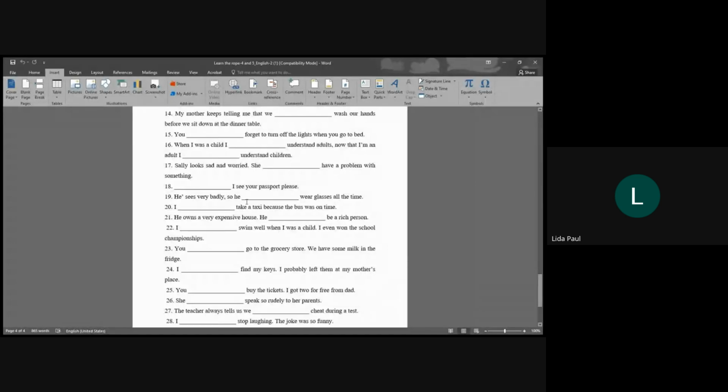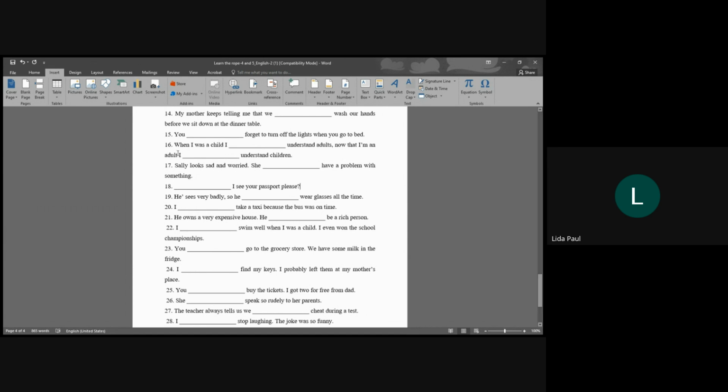Eighteenth, dash I see your passport, please. This is the question. May I? May I see your passport, please? Could I see your passport, please? Can I see your passport, please? All of them are right, with differences in degree of formality.